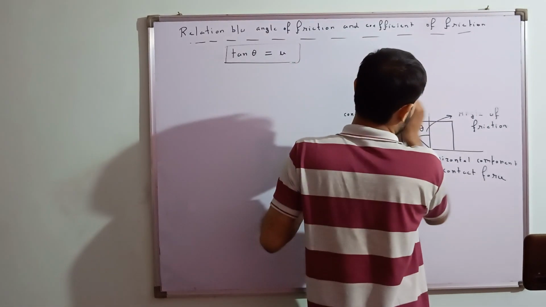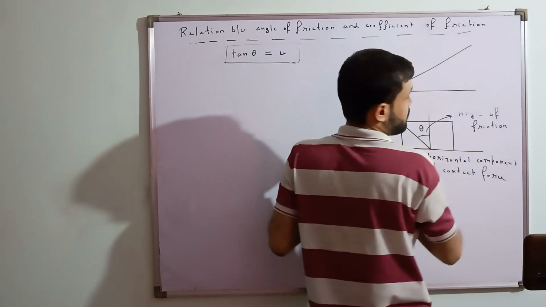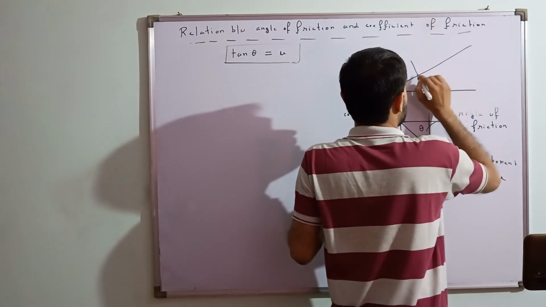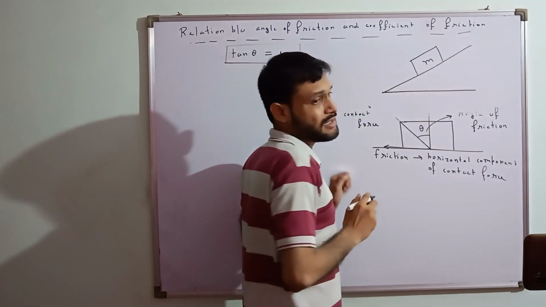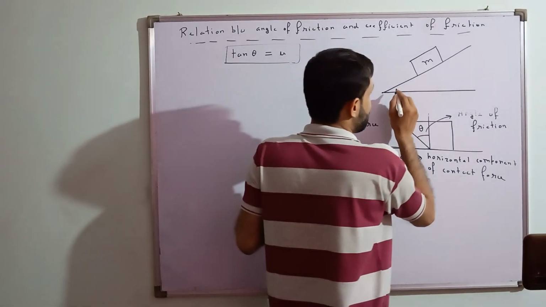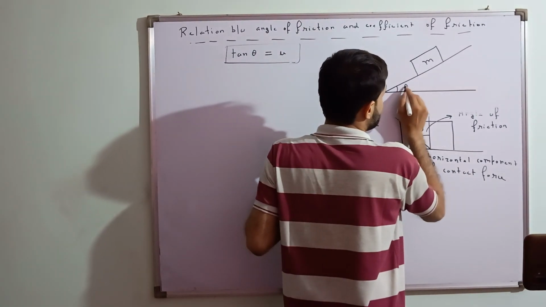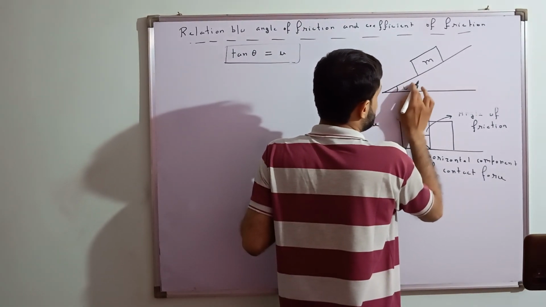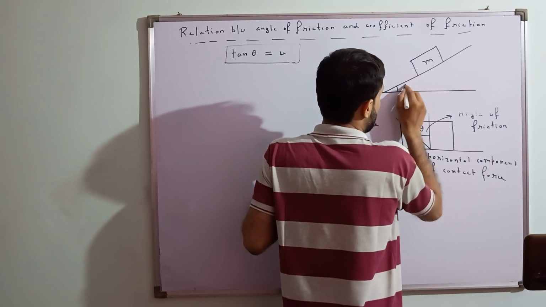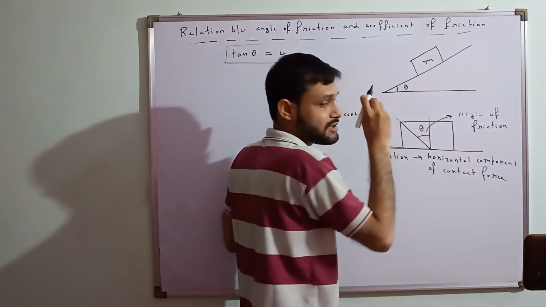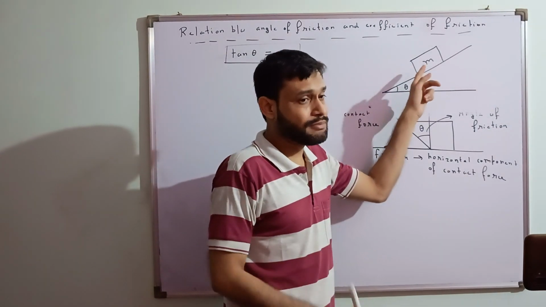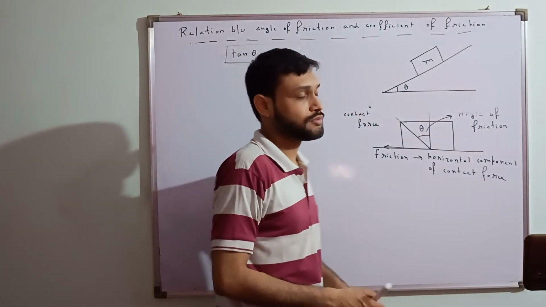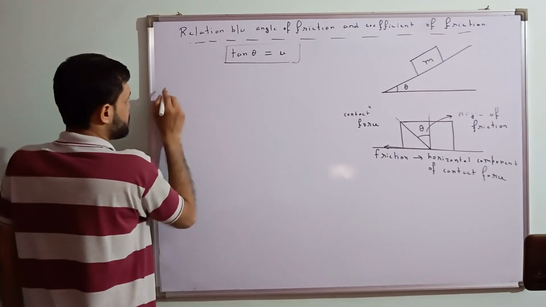Let's say I have an inclined plane over here. On this inclined plane, I am keeping a mass m. If this mass is kept on the inclined plane, there must be a minimum value of theta at which the block starts slipping on this inclined plane. That minimum value of theta is the angle of repose. I am writing it over here.